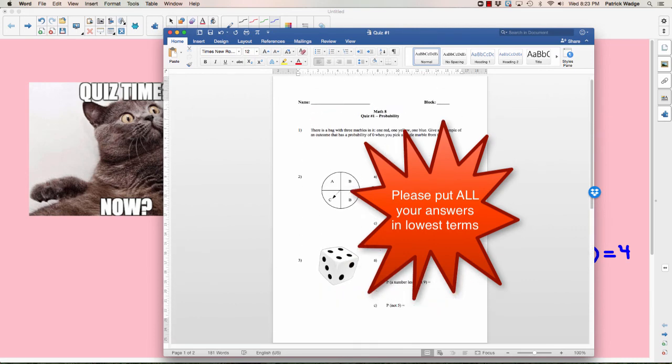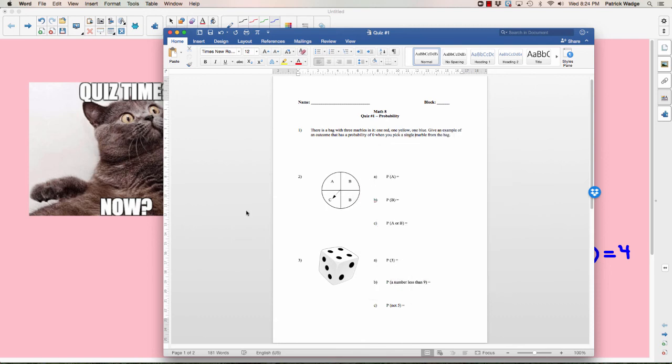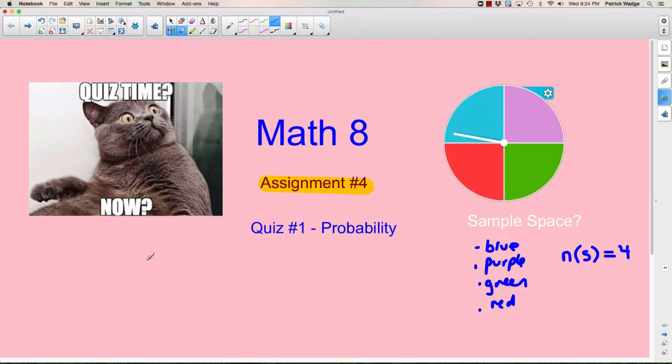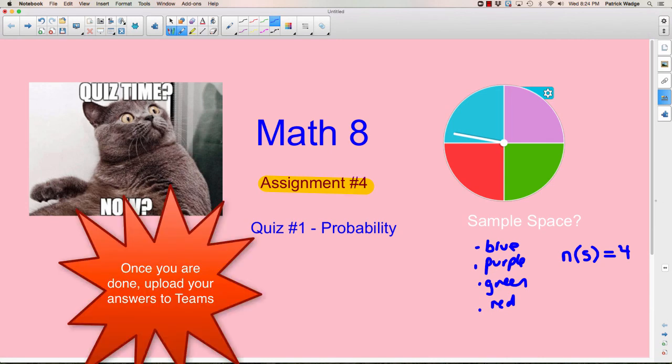Okay, not too bad. So I'll post that on Teams, and you can get it there and then complete it and get it back to me. If you could get that done by Monday, that'll be our due date, is Monday. If you could do that, that'd be great. And then next week we'll move on with more probability stuff.